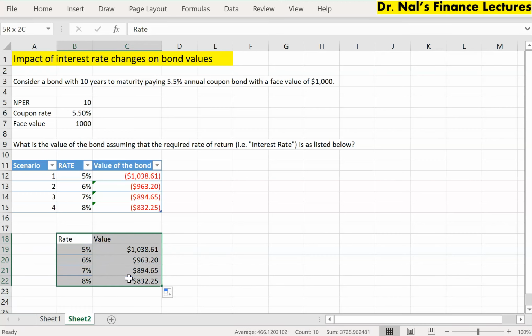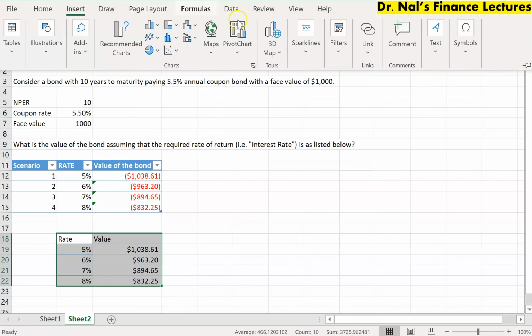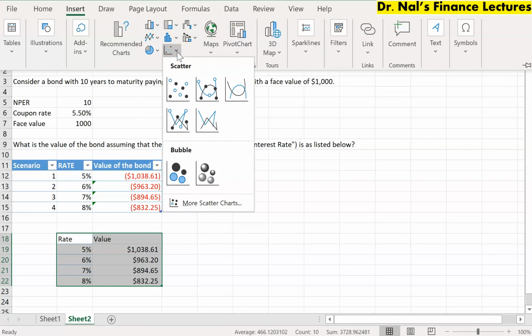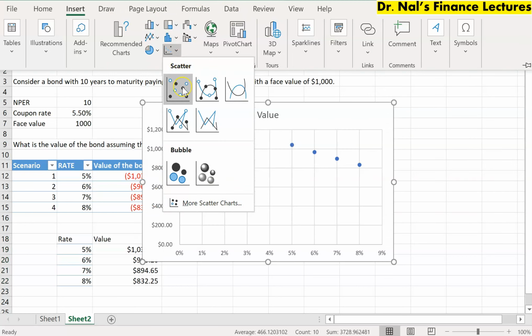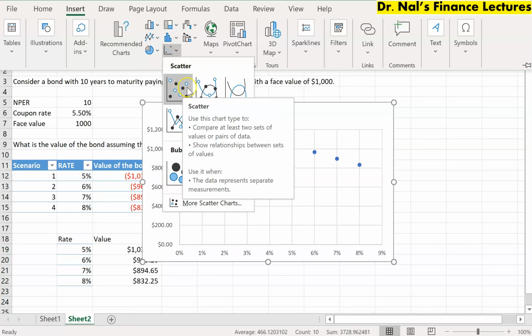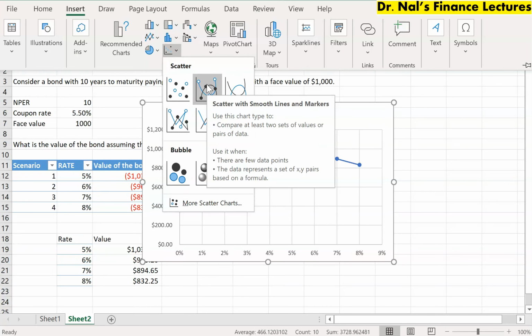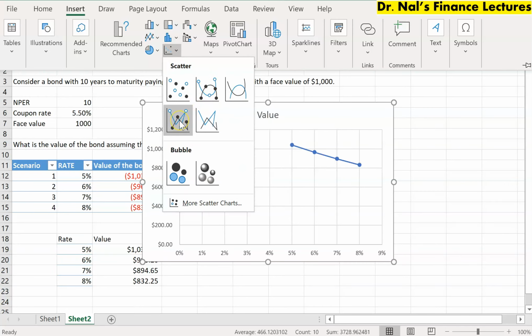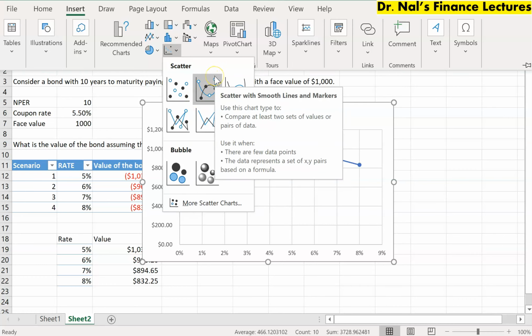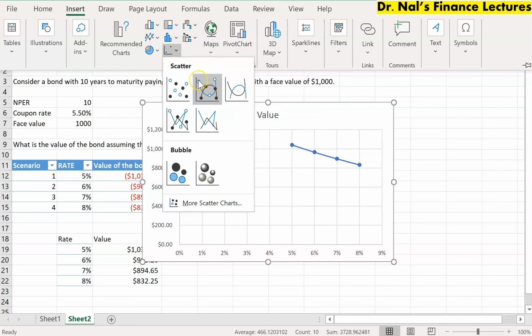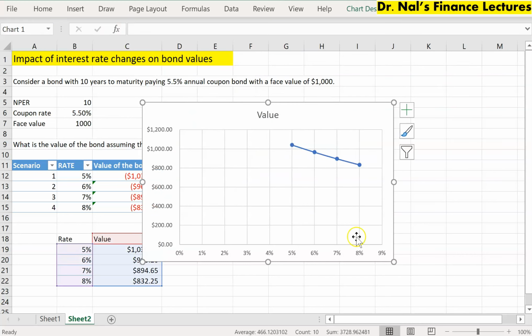Okay, and it's very easy to draw a graph. So we just insert. There are different types of charts. Let's see which one is the more convenient one. I would like to say this one. Let's also add the lines probably. Why does it show a straight line? I'm not sure. It's not exactly a straight line, but it looks like so, right?